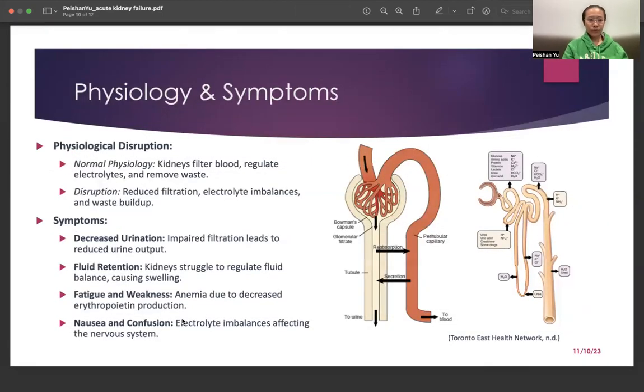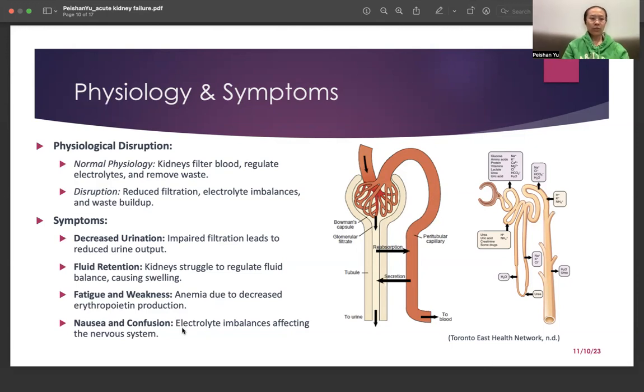So the physiology. Normally, kidneys filter blood, regulate electrolytes, and remove waste. When it's disturbed, filtration is reduced, electrolyte imbalance happens, and waste builds up. Symptoms include decreased urination, fluid retention, fatigue and weakness, nausea, and confusion, because electrolyte imbalances affect the nervous system.